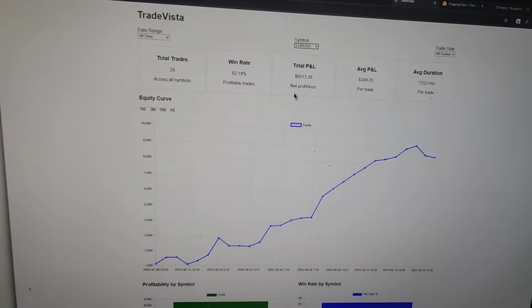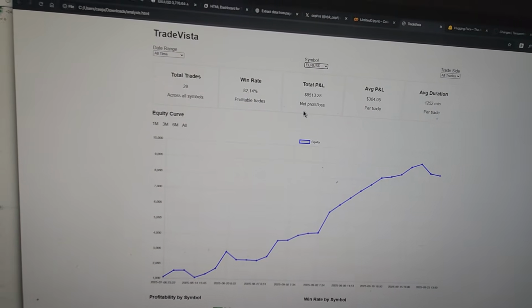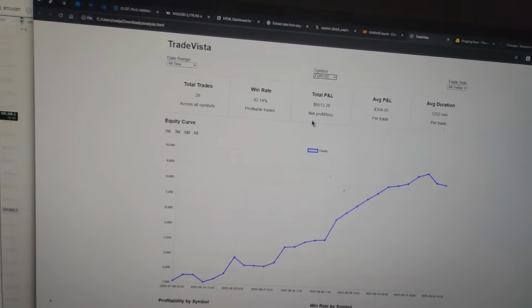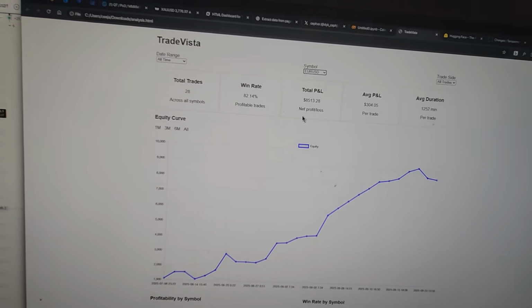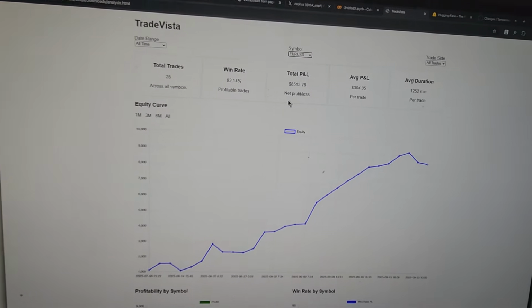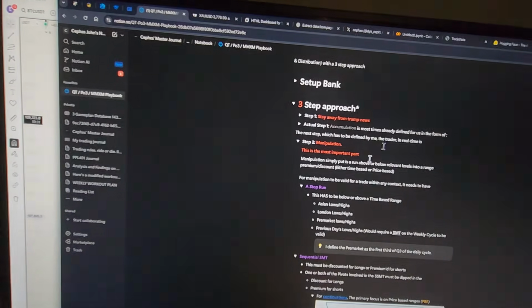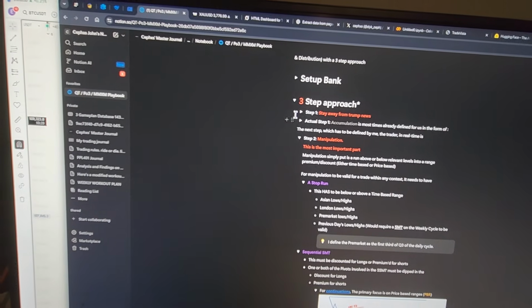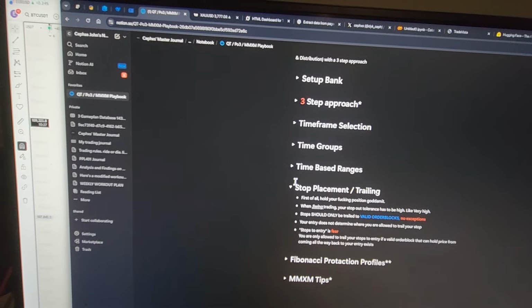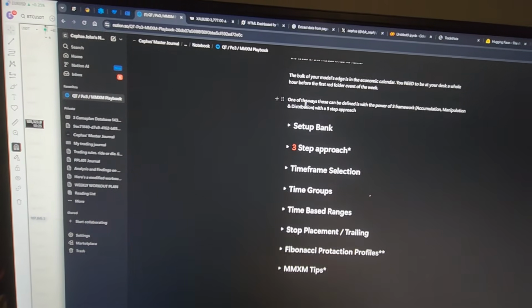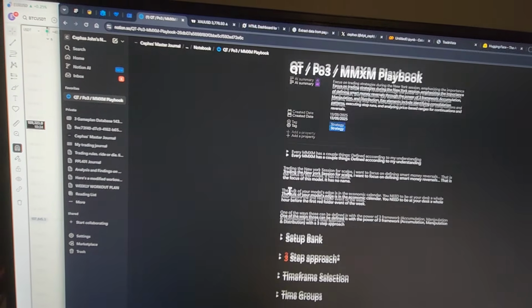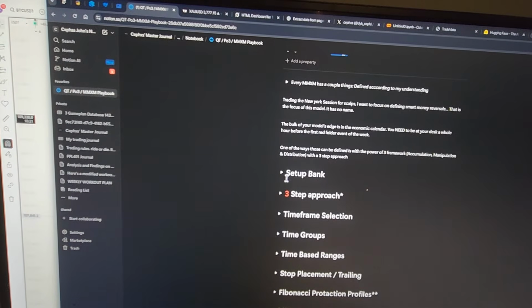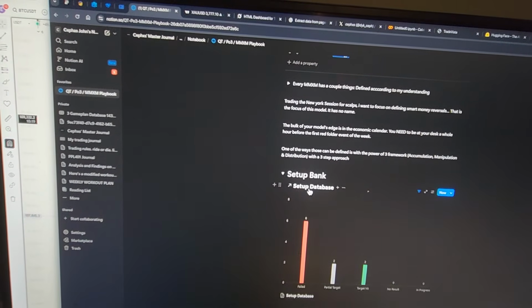I made a post about it. I said, this weekend, go back to the drawing board. Don't go back testing and all of that rubbish. Just write your model down. Because right here, you see I have a Notion where I have my entire model and everything that I think about during my model. It's very extensive. And then I have a setup bank where I store my trades.